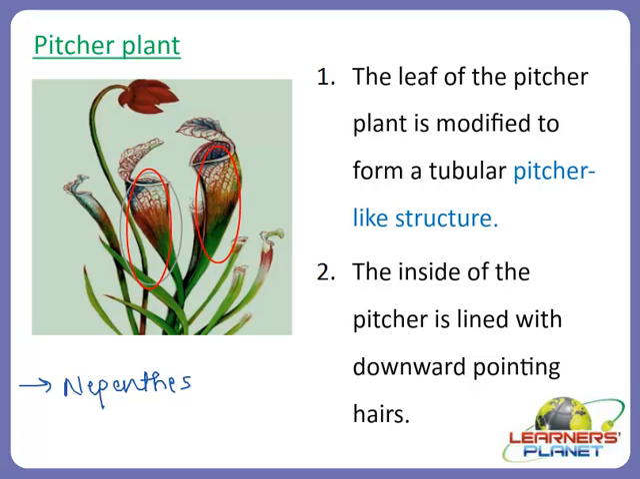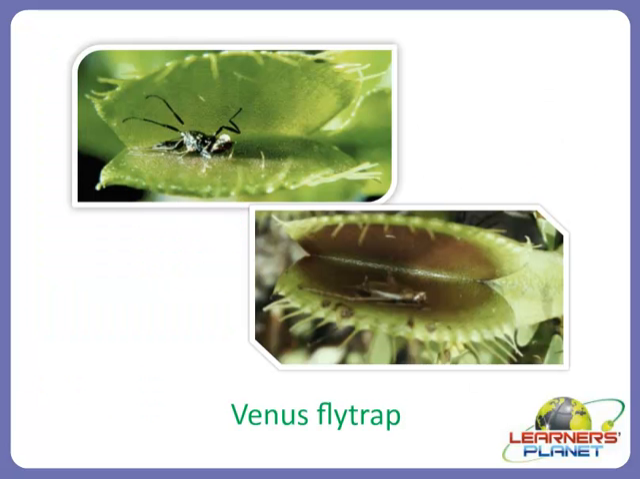Now let us move on to another example of an insectivorous plant, the Venus flytrap. Students, the trap of the Venus flytrap is also a highly modified leaf. Can you see here in this picture? This is the Venus flytrap, and this is the insect which gets trapped in it, and then the Venus flytrap digests this insect and gets the nutrition. So what can we say? That the Venus flytrap is also a type of insectivorous plant.